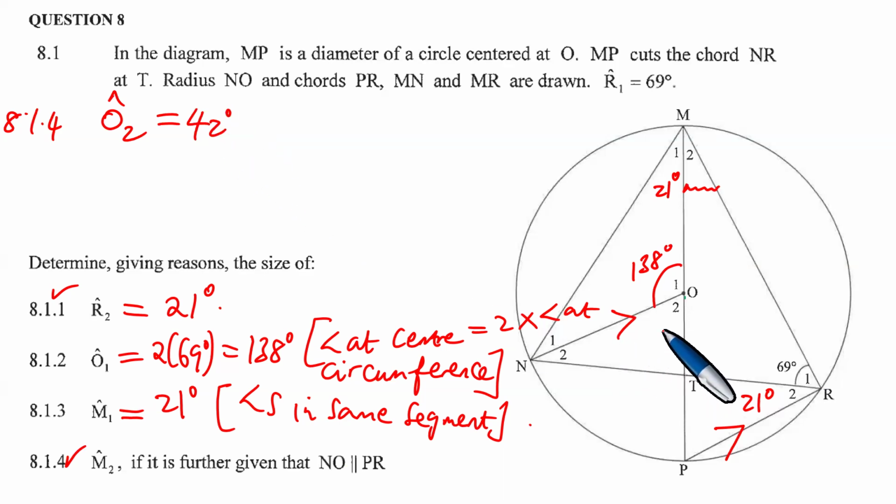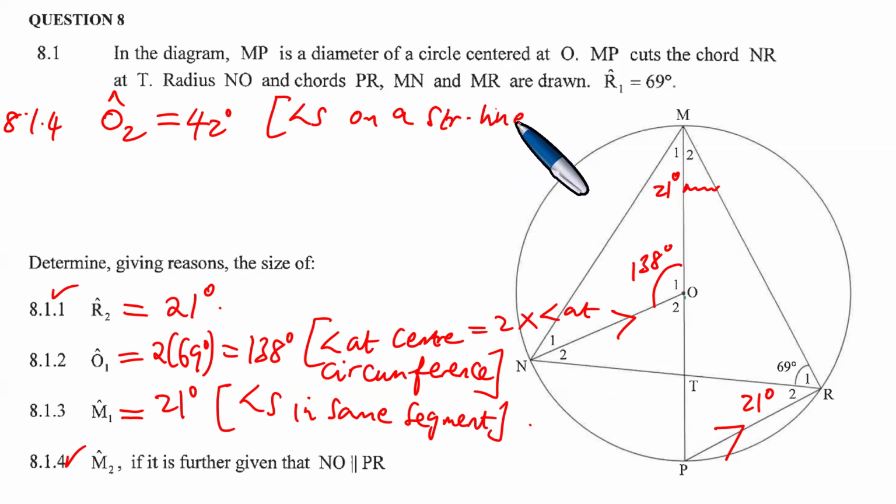The 42 degrees can be obtained in two ways. You can say the angle at the center is 2 times that one, so 2 times 21 is 42. Or you can just say this plus this is 180 degrees because this is a straight line. The diameter is a straight line. So now you can say the angle O2 is 42 degrees. Angles on a straight line. That's something you can have, so the angle O2 is 42 degrees.